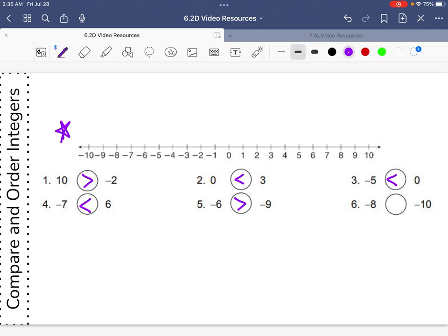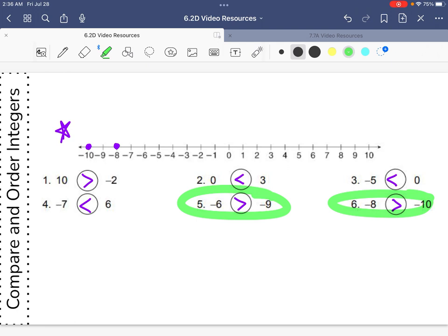This same process can be applied with -8 and -10. So I'm going to find these two values on my number line. And again, I see that -8 is greater than -10.